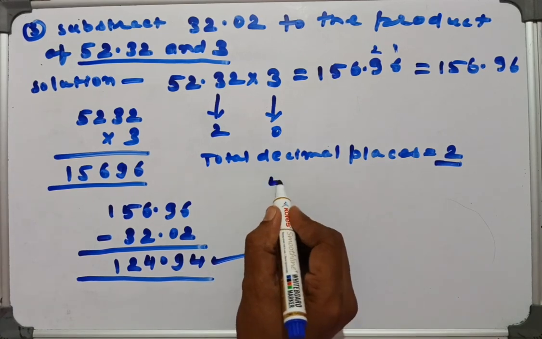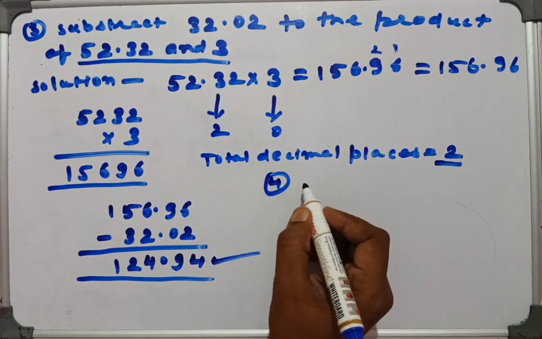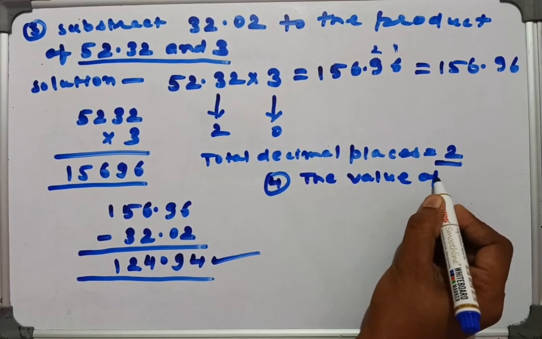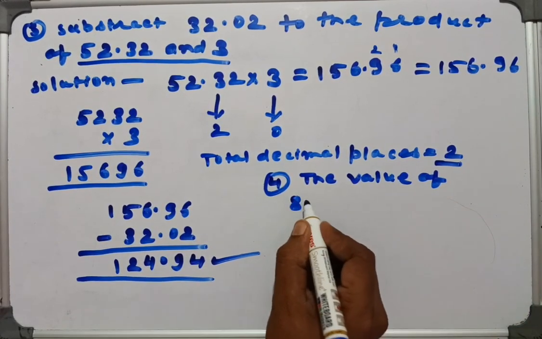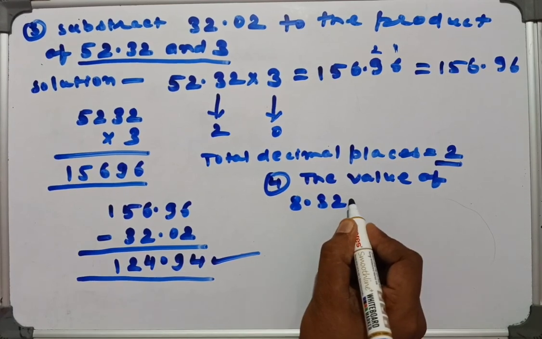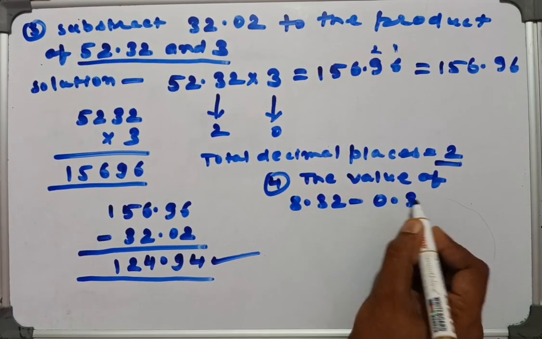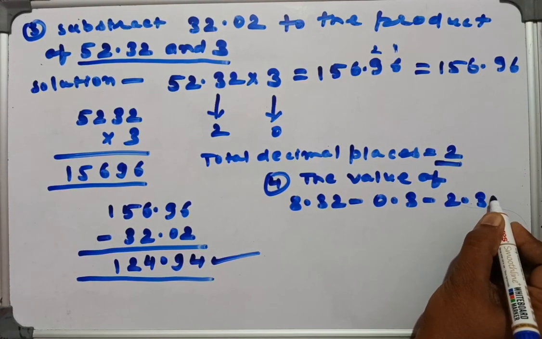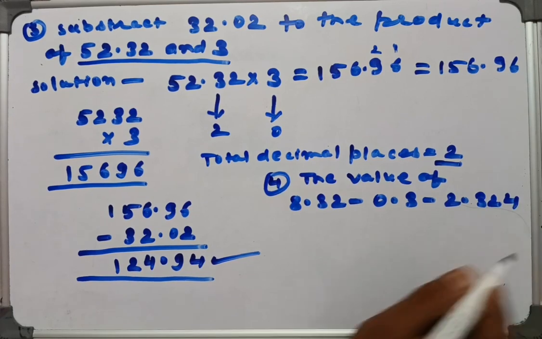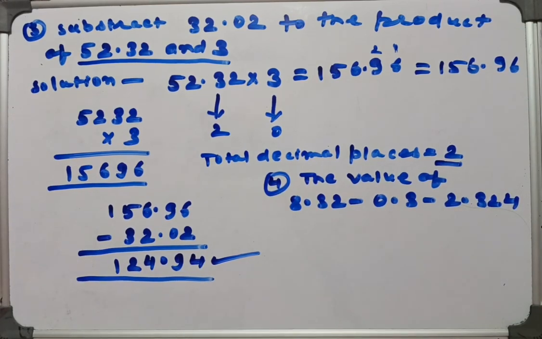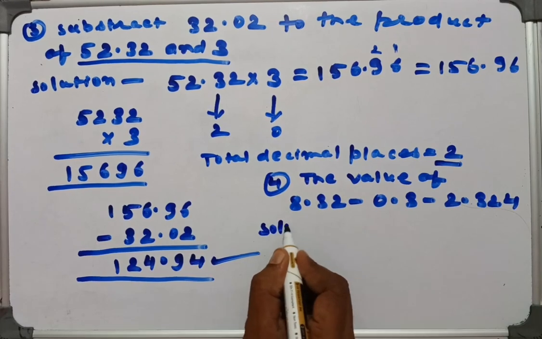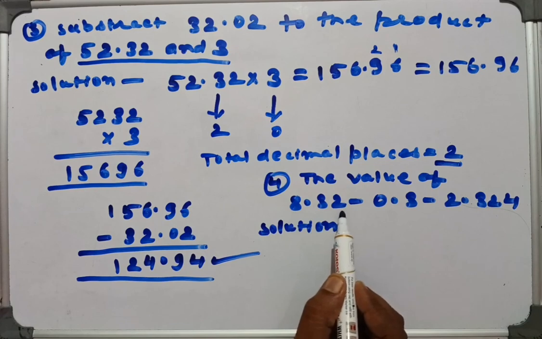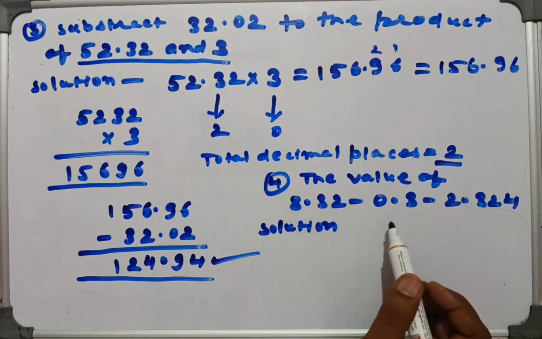Question number 4, guys: the value of 8.32 minus 0.3 minus 2.324. So, solution: this question has 1 positive number and 2 negative numbers.